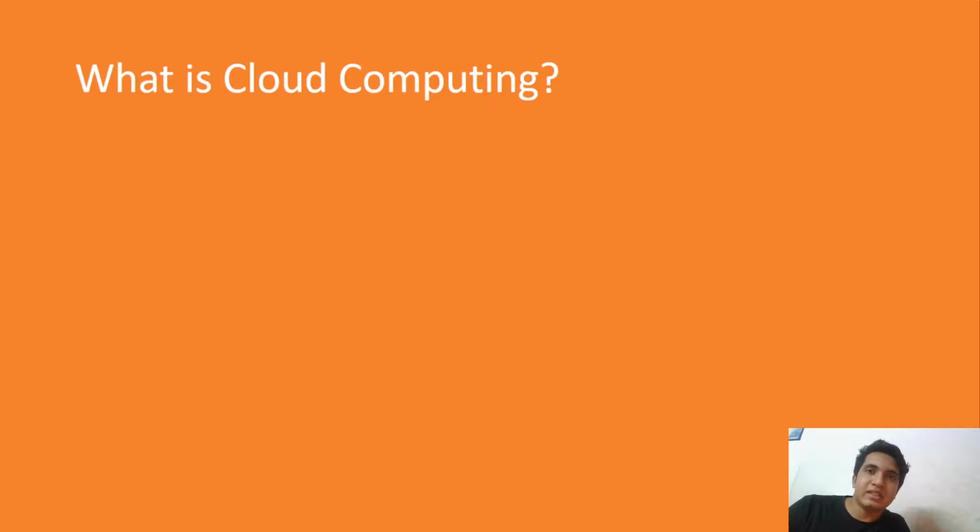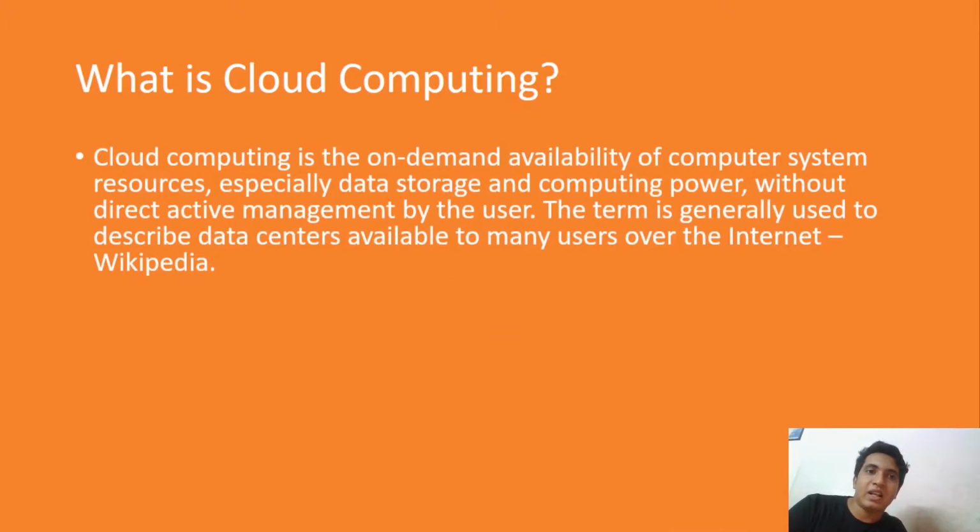So first let's start by looking at the definition from Wikipedia. Cloud computing is the on-demand availability of computer system resources, especially data storage and computing power, without direct active management by the user. The term is generally used to describe data centers available to many users over the internet. Now, this was a Wikipedia definition.